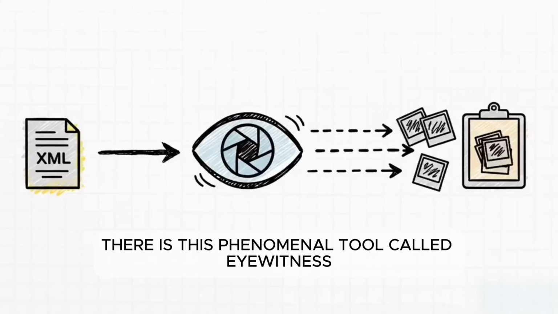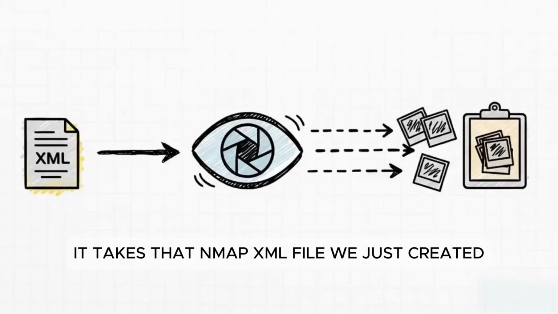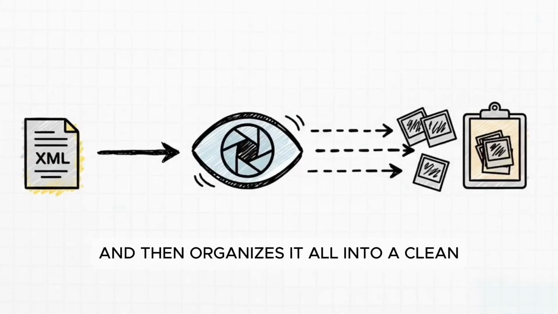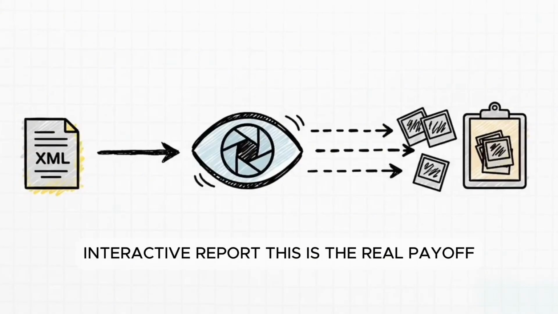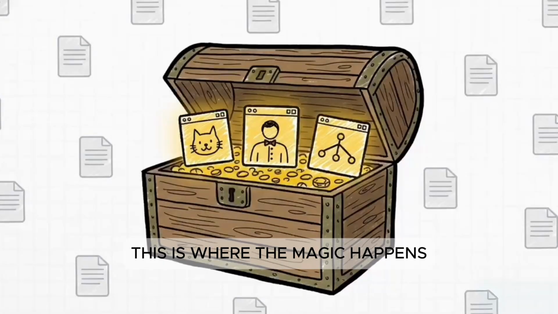And this is the solution. There's this phenomenal tool called EyeWitness that automates the really tedious part of our job. It takes that Nmap XML file we just created, goes out and visits every single one of those web services, takes a screenshot, and then organizes it all into a clean, interactive report. This is the real payoff. This is where the magic happens.